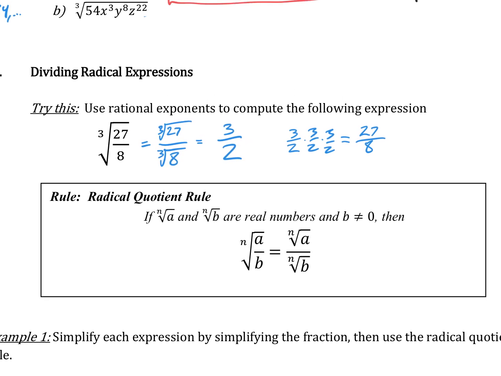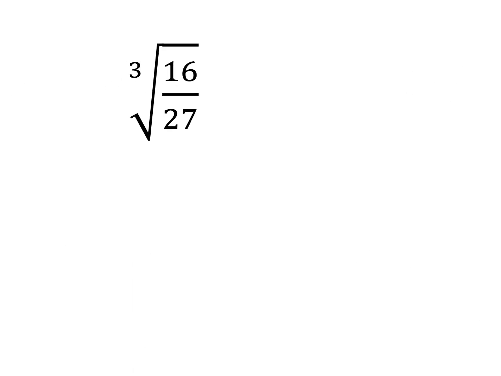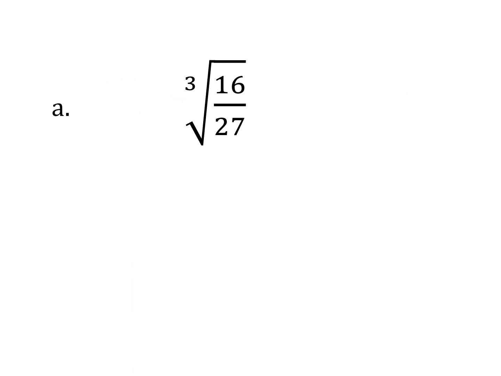So let's try some examples. Here we want to simplify these radicals. All right, so we're going to cube root the top, cube root 16. Oh, let's back up here. We got one practical thing we got to ask ourselves first, before we go too far. First, ask yourself, can you simplify 16 27ths? Is there any number that goes into 16 and 27?